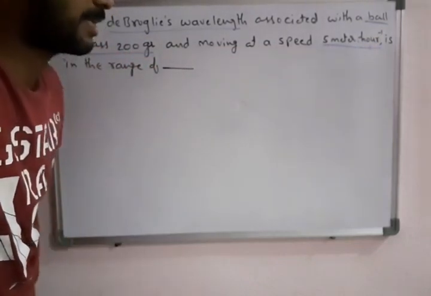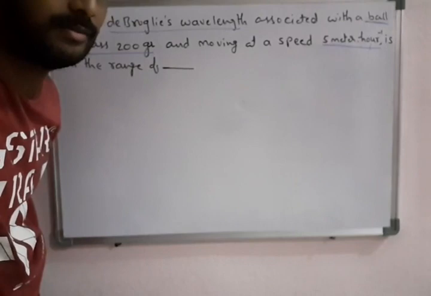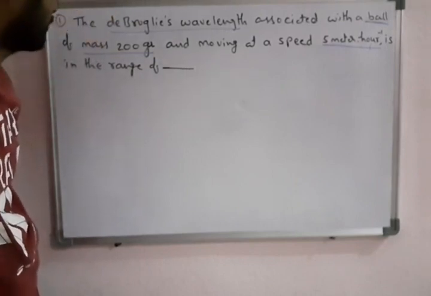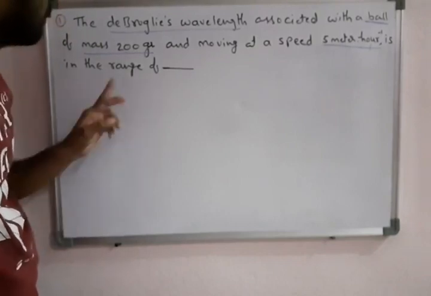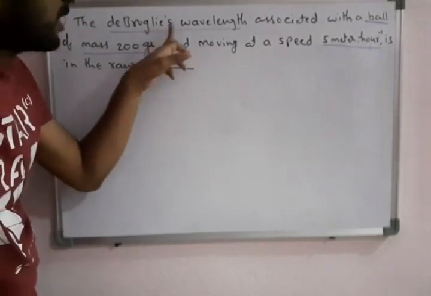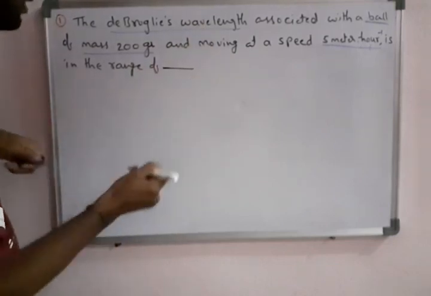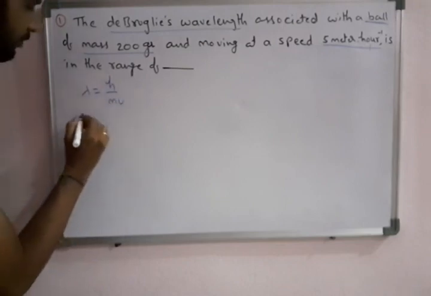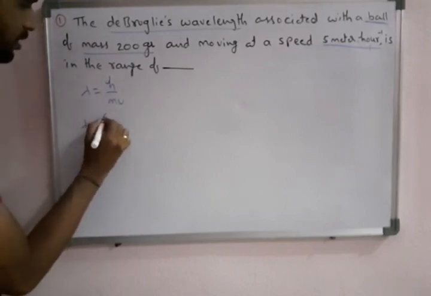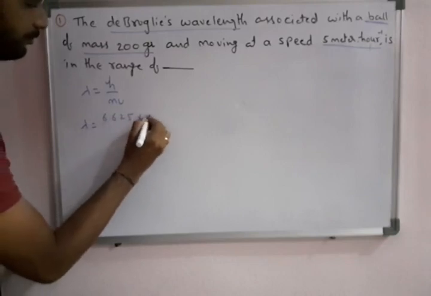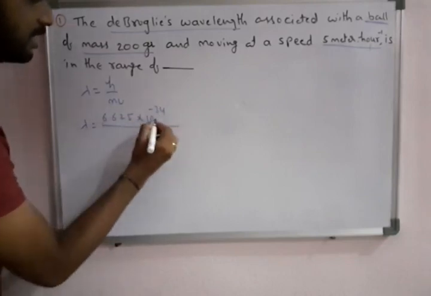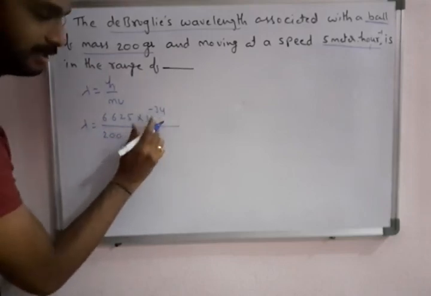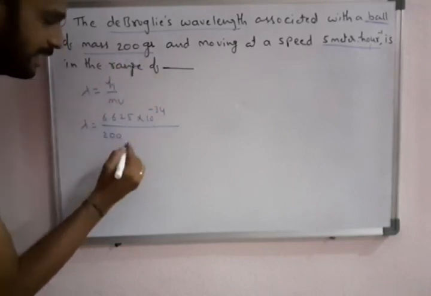Generally, the velocity must be given in seconds in this equation, but here it is given as 5 meters per hour. We need to calculate the range of the de Broglie wavelength. It is simply the normal formula: lambda is equal to h by mv. So lambda is equal to h, whose value we know, in terms of joule into second, and mass.